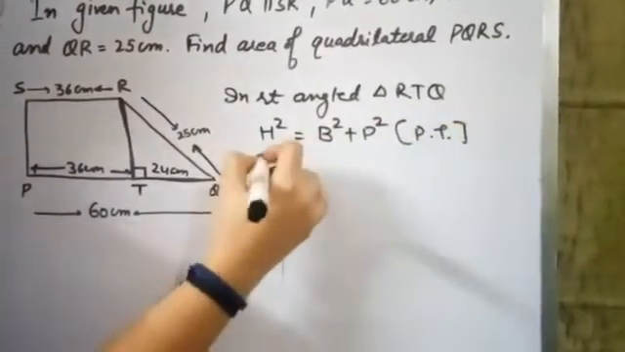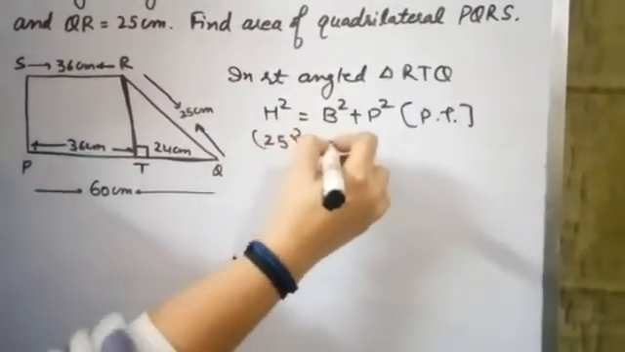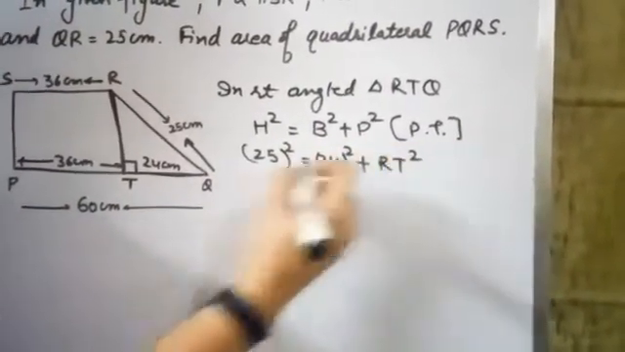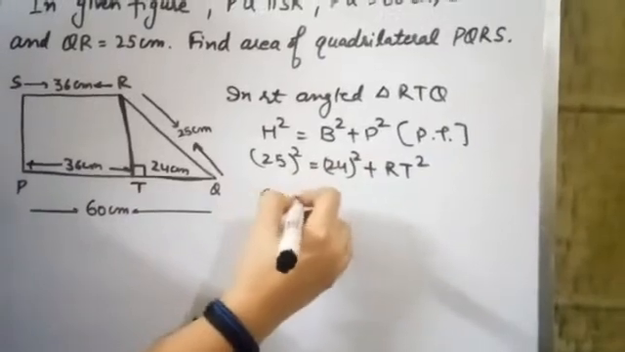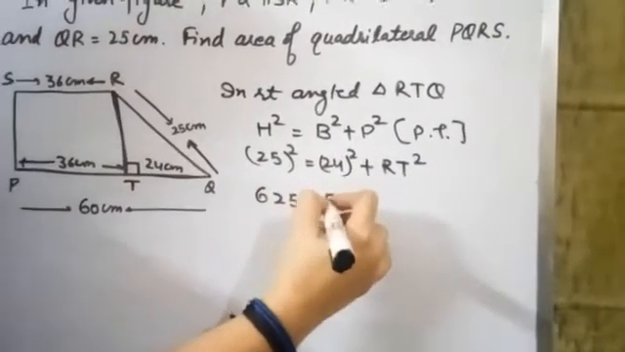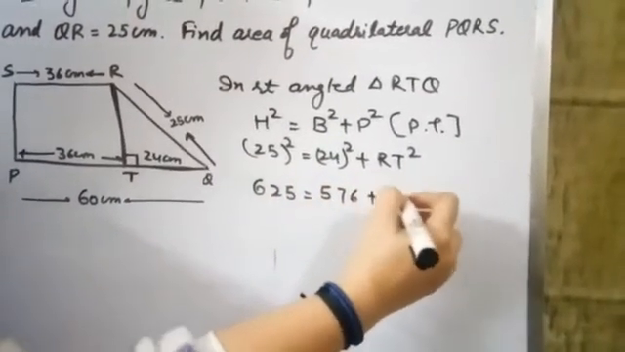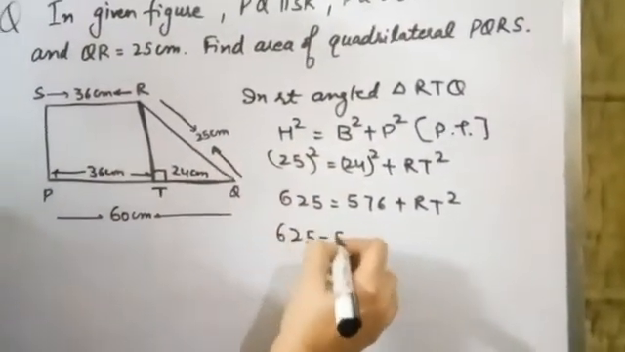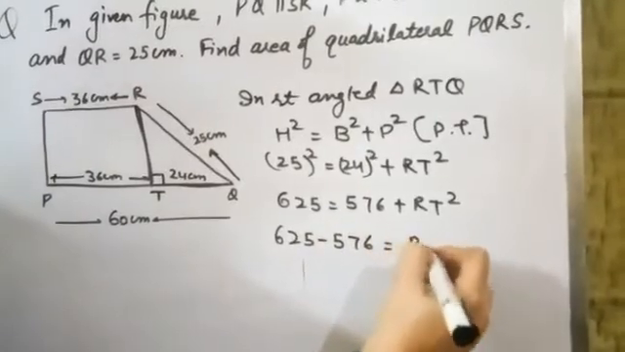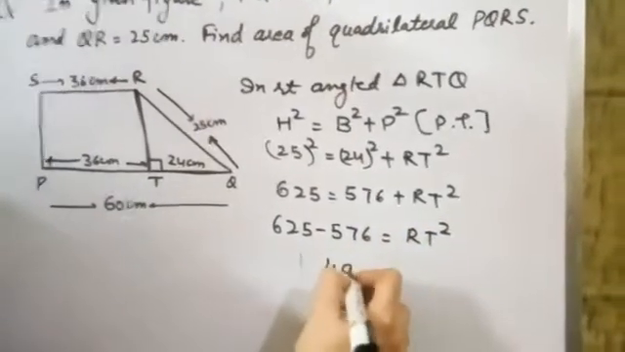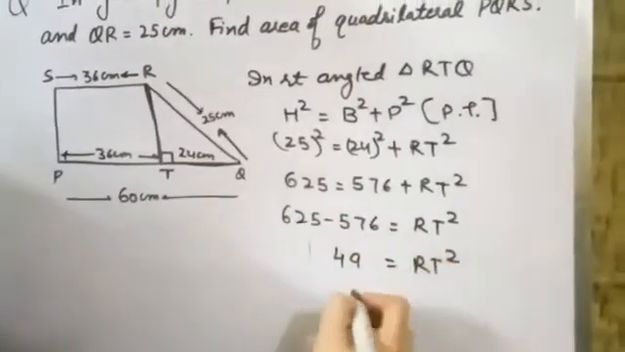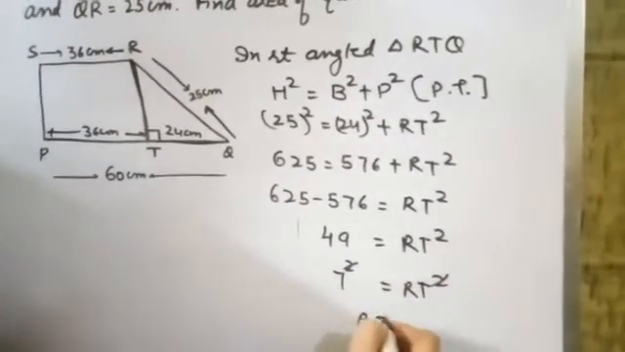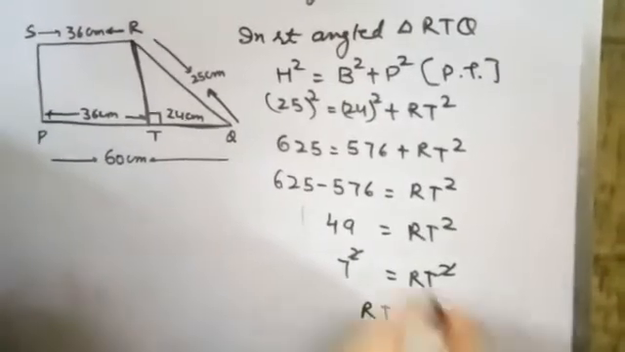Pythagoras theorem. Hypotenuse is given 25, base is given 24. Now we need to find the perpendicular, that is RT square. 625, 576, the square of 25 is 625. 625 minus 576, RT square, that is 49, and 49 is the square of 7. Cancel off, we'll get RT is equal to 7 centimeter.